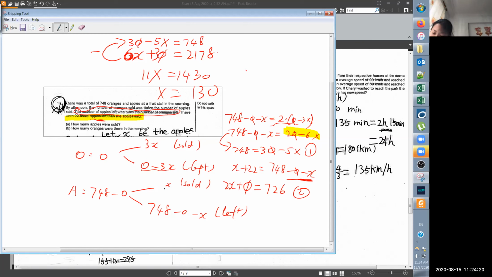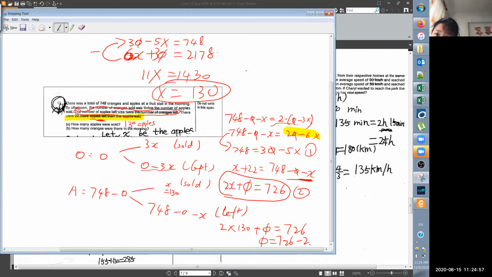So how many apples were sold? So this is 130. So the answer is 130 apples. And how many oranges were there in the morning? Okay, so in the morning means you can find your O, right? How do you find your O? If your x is 130, you just put it into this. So 2 times 130 plus O is equal to 726. So O is equal to 726 minus 260. So the answer is 726 minus 260, 466.